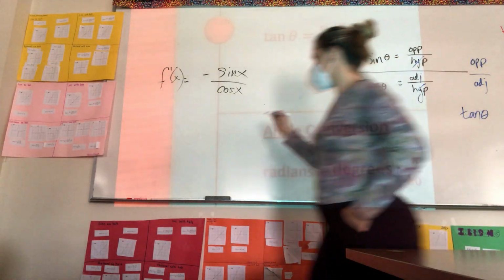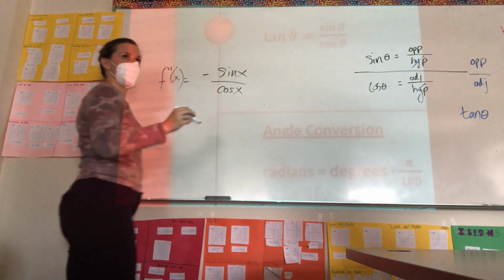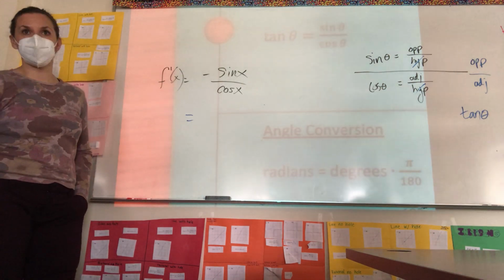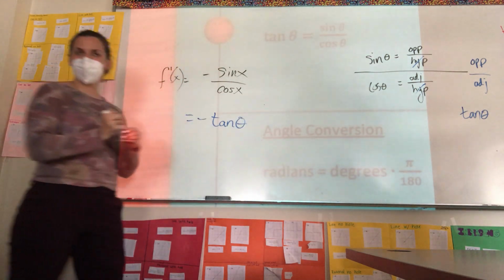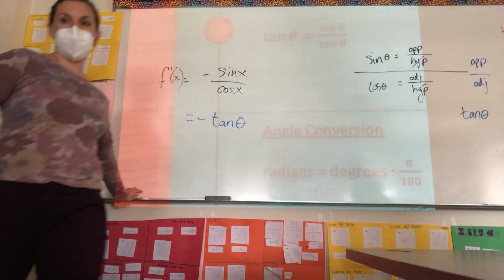I forgot, though. What is tangent? What is theta? Theta is the argument, an angle. Oh, any angle. So did you write that the answer is negative tangent of theta? Yeah. Okay.